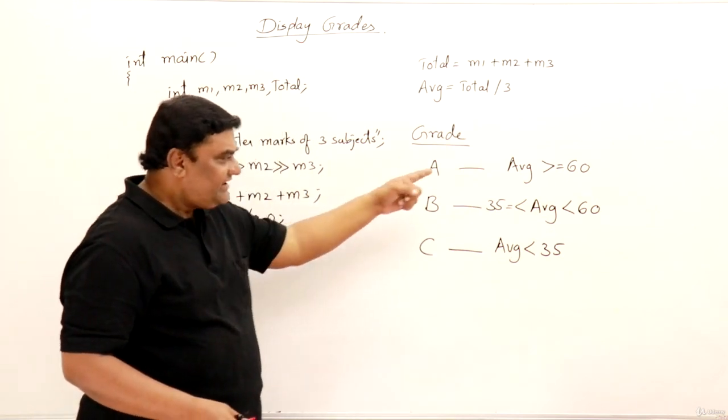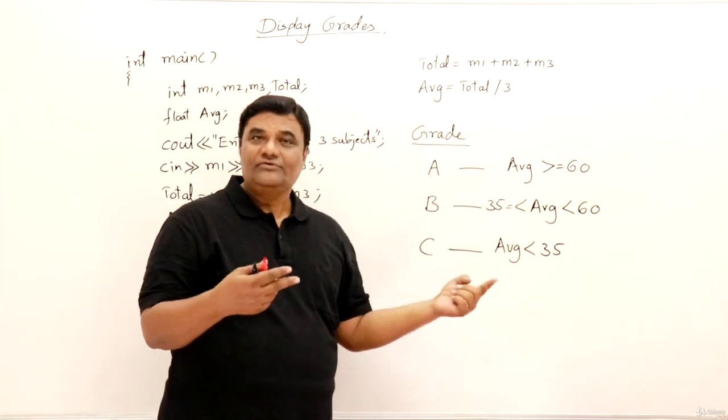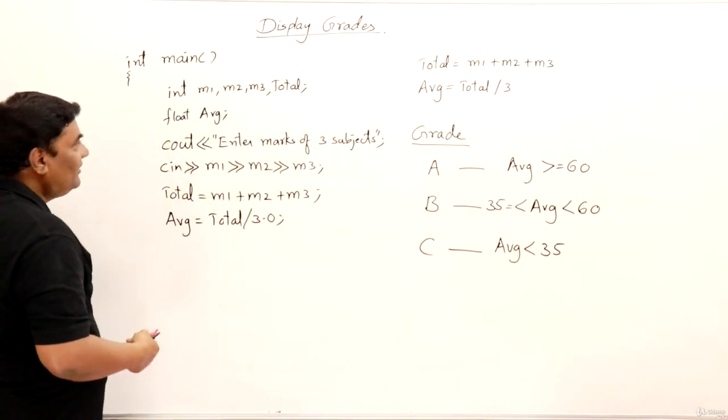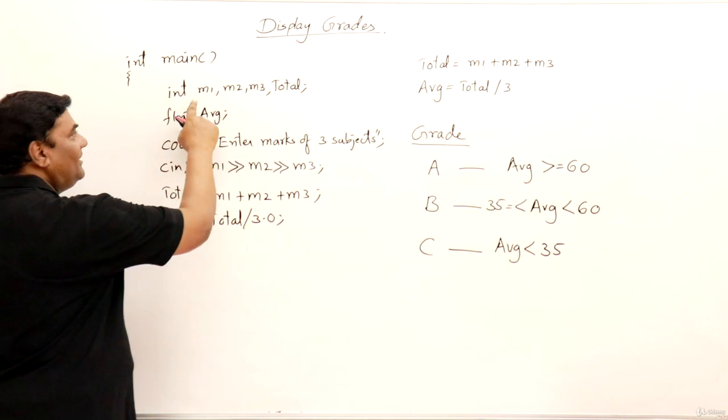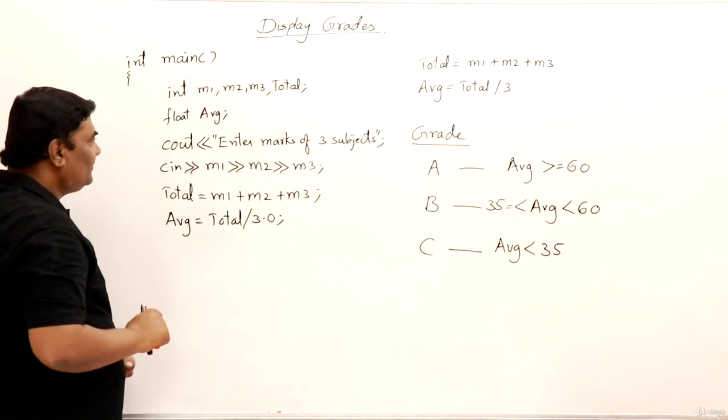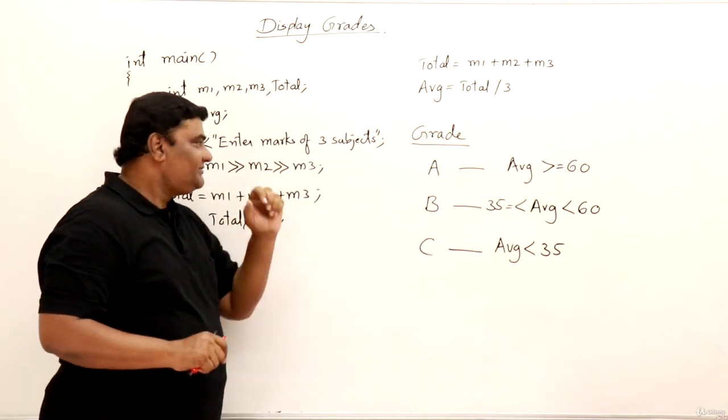So for this, 3 conditions are there. So for this, I have to write nested if. Right. So here is a program. Already I have written a partial program. Marks 1, marks 2, marks 3 and total are of type integer. Average is float. Then enter marks of 3 subjects.